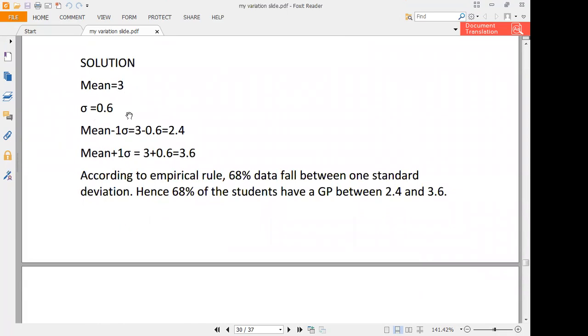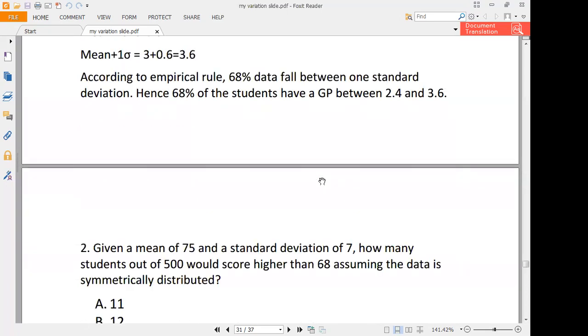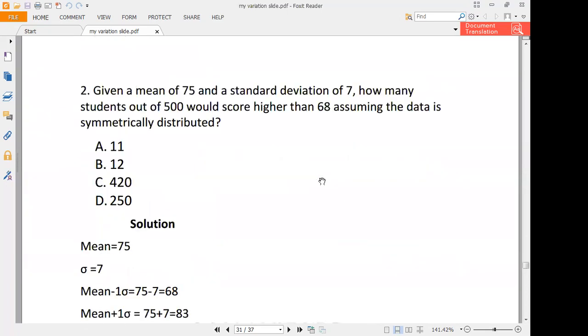The mean is this, the standard deviation is this. Deviating by one standard deviation, you get 2.4. By one standard deviation the other way, you get 3.6. And according to the empirical rule, we know that 68% should fall between this. In that case, A is the correct answer. I hope you understand that.